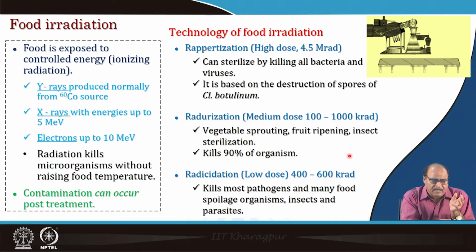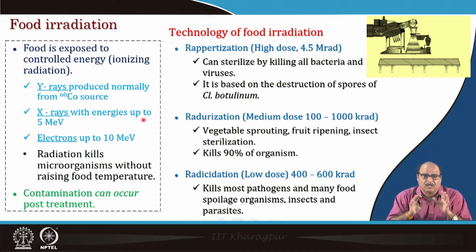Normally in food processing, gamma rays produced from a cobalt 60 source, X-rays with energy up to 5 MeV, or electrons up to 10 MeV are used for various purposes. Radiation kills microorganisms without raising the temperature of the food. However, contamination can occur post treatment, so one has to take care that the irradiated food is properly packaged and handled carefully.